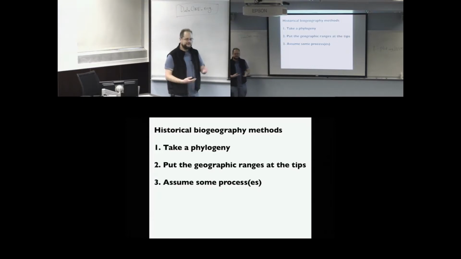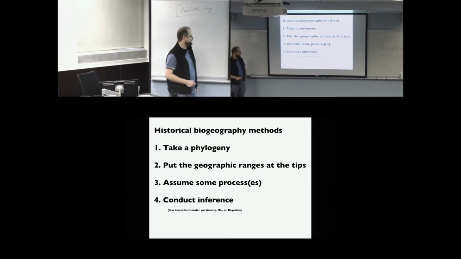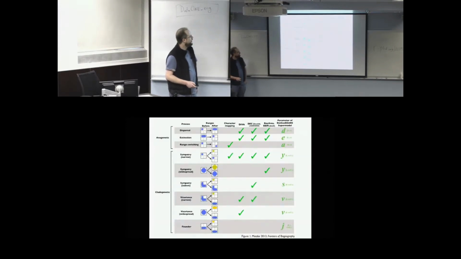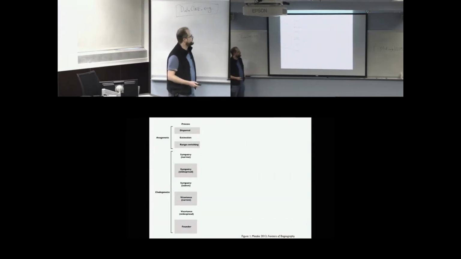You assume some processes that allow species to move around. You conduct inference using those processes. And you can be parsimony or maximum likelihood or Bayesian. And actually, this might not matter quite as much as people sometimes think. What really matters is which processes will you assume, and then profit at the end somehow. But this assuming process is the important thing. So I'm going to take you through the assumptions of a bunch of the different methods that people use. So if we think about a phylogeny and the processes by which a species could move around, some of the processes are anagenetic.